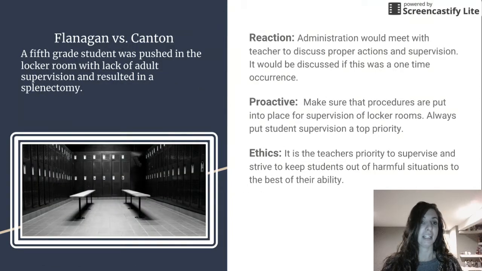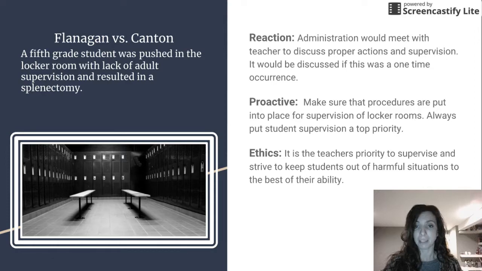The next case I looked at was with a fifth grade student who was pushed in the locker room with lack of adult supervision, and it also resulted in a splenectomy. For reaction, again, the administration would meet with the teacher to discuss proper actions and supervision. It would be discussed if this is something they need to look at further. Is this happening often? Was this a one-time occurrence?